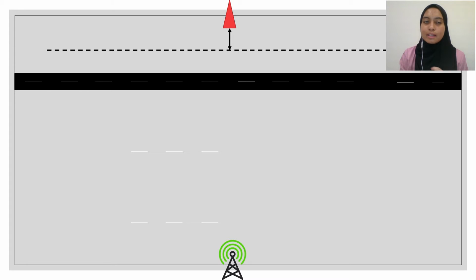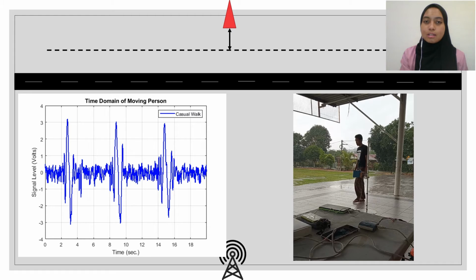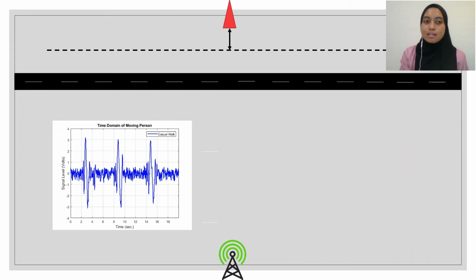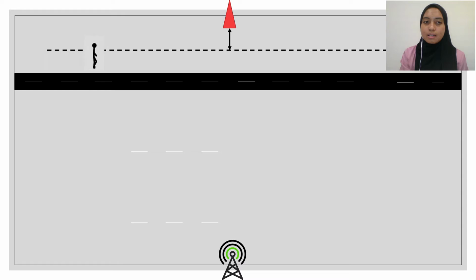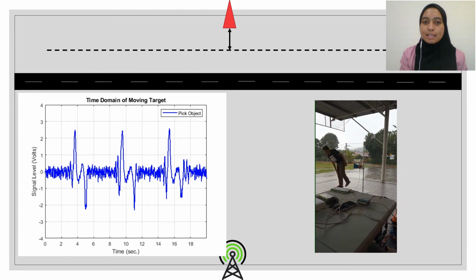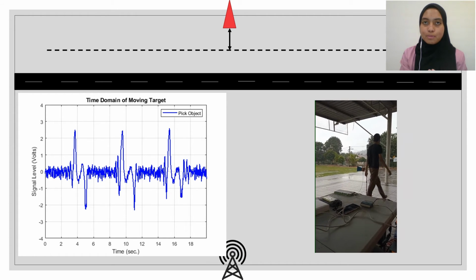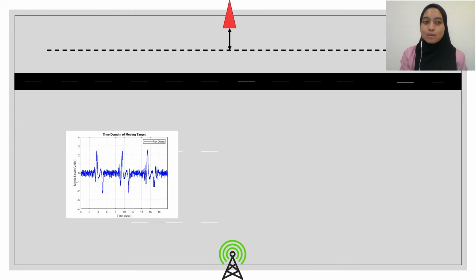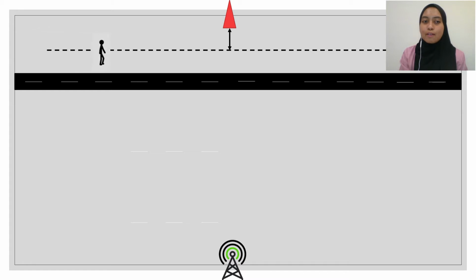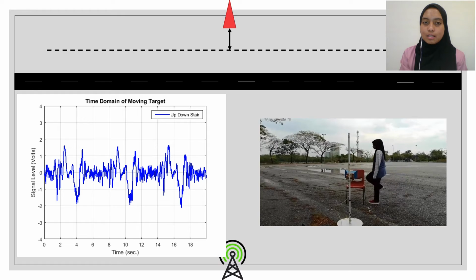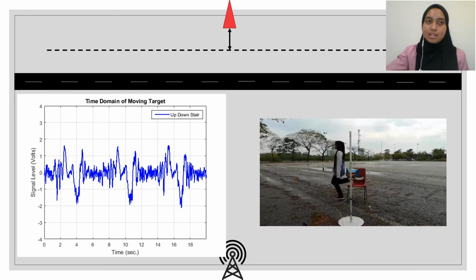The first activity is casual walk, where the target just casually walks through the transmitter and the receiver, and this is the Doppler signature for the casual walk. Next, for pick object, the target has to bend their body and pick an object on the ground. So this is the Doppler signature for pick object. And lastly, for up-down step, the target has to step up and step down the stair, and this is the Doppler signature for up-down stair.